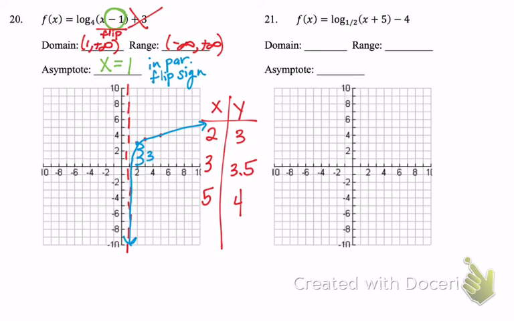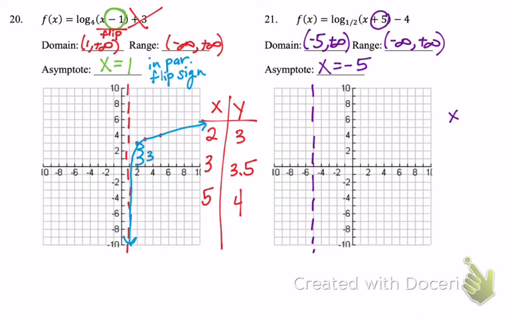Okay, so the last one, it's x plus 5. So look in parentheses, I flip the sign. So my vertical asymptote would be at x equals negative 5. So I'm going to draw a straight line at negative 5. Domain, negative 5 to positive infinity. Range, negative infinity, positive infinity.